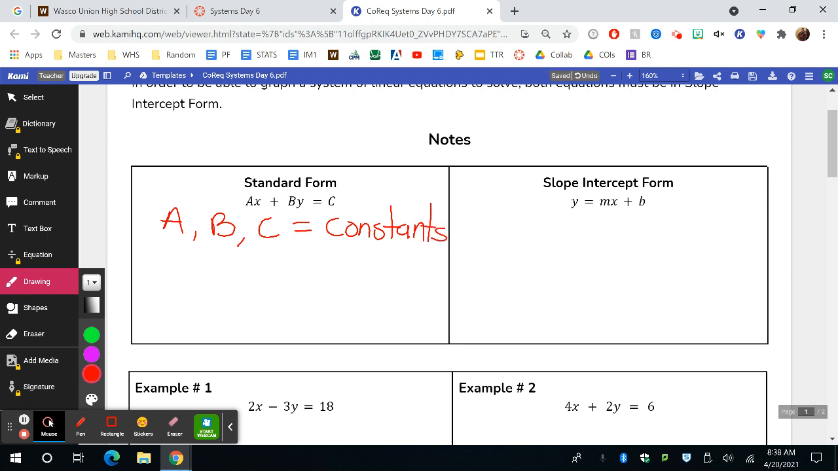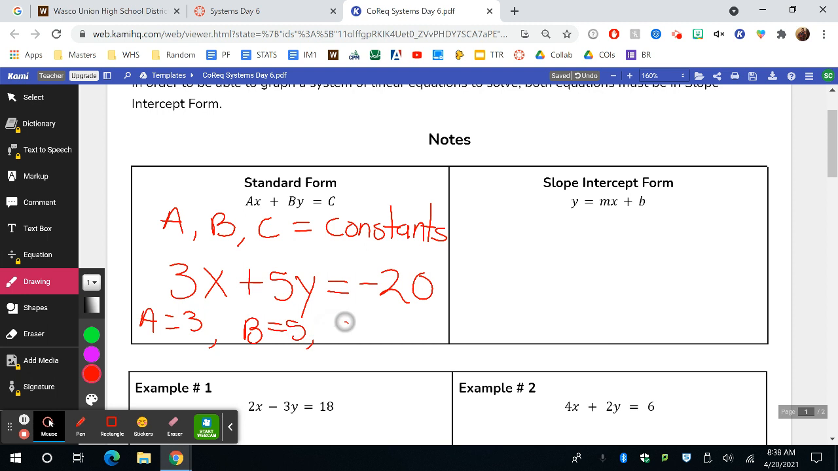Constants are just any numbers. Okay, it could be any number that you can think of. And the x and y are the variables that will remain like that in the equation. So, for example, an equation in standard form is 3x plus 5y is equal to negative 20. Okay, in this example, a is 3, b is equal to 5, and c is equal to negative 20. Okay, and it always looks like this: the x, then the y is equal to the number.